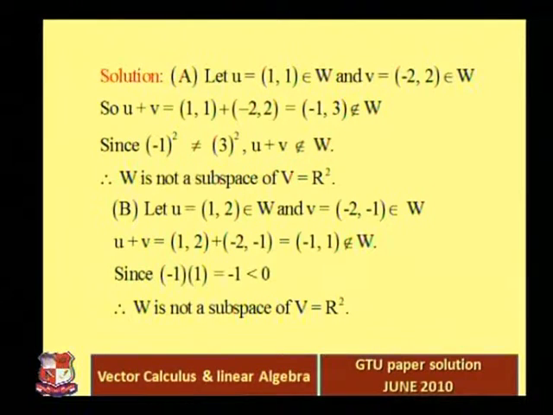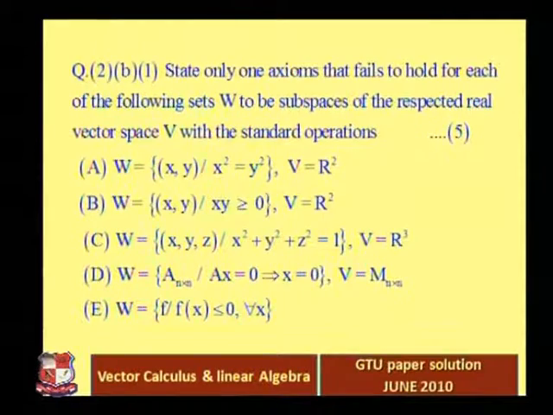Okay, so that's why the first one is not a subspace of R2. Let's take the second one. What is our second set? W is equal to {(x, y)}, where xy is greater than or equal to 0, right? That means those elements in this set are such that the multiplication of the two coordinates is always greater than or equal to 0. So let's check whether the given set is a subspace or not.